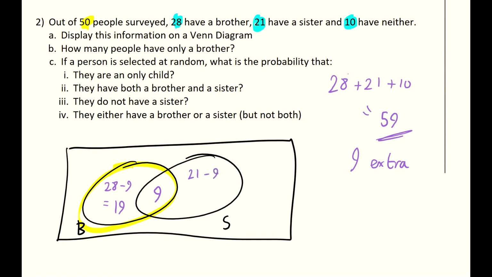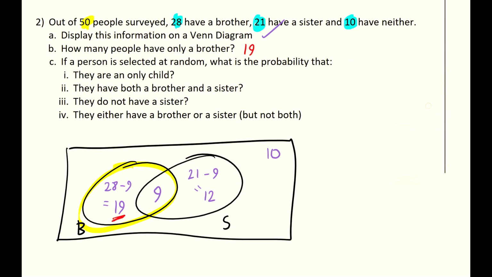21 have a sister, so we do the same thing. We do 21 minus 9, means that 12 people only have a sister and not a brother, and 10 have neither, so 10 go around the outside. Okay, that is part A done. Part B, how many people have only a brother? That is these 19. They have a brother but not a sister.